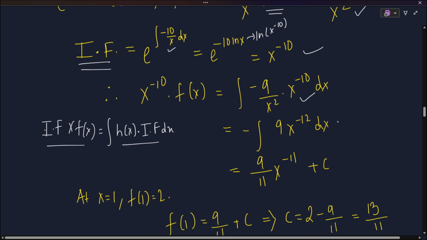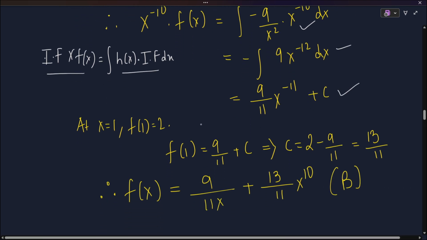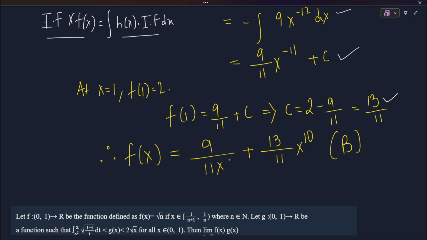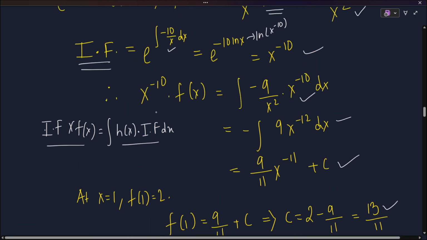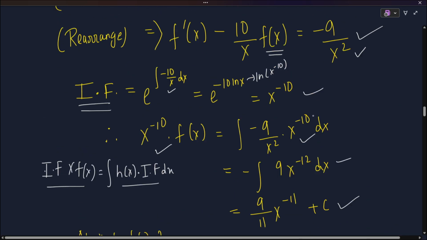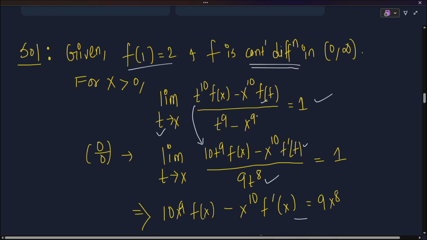And once we do this, this is a very simple integration. It simply gives you 9 by 11 x to the power minus 11 plus c. And now to eliminate c, we use the fact that at x equals 1, f of 1 is 2, which means the c value is 13 upon 11. And now from this, we multiply x to the power 10 on both sides to get only f of x. And we get f of x equals 9 by 11 x plus 13 by 11 into x to the power 10, which we can check is option B here. So this is our correct answer.